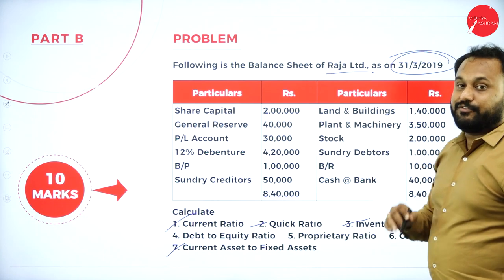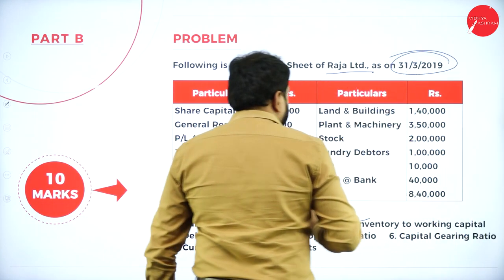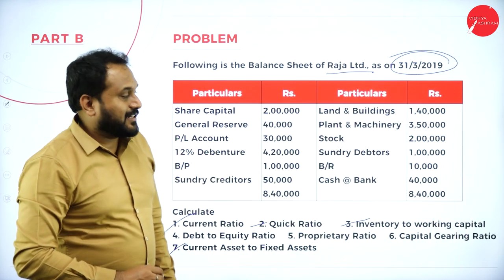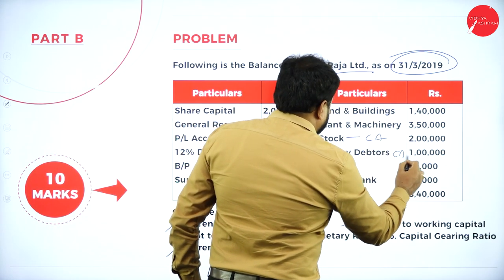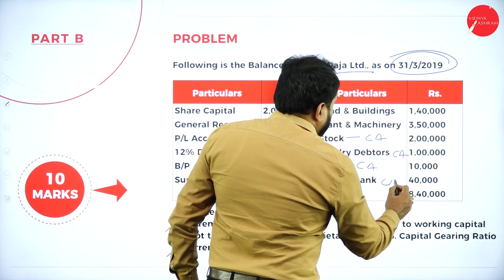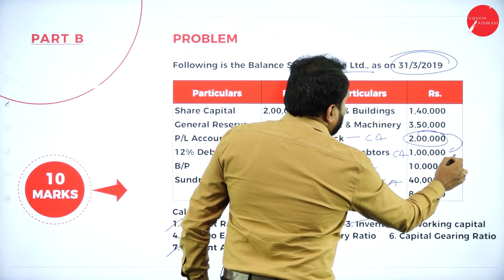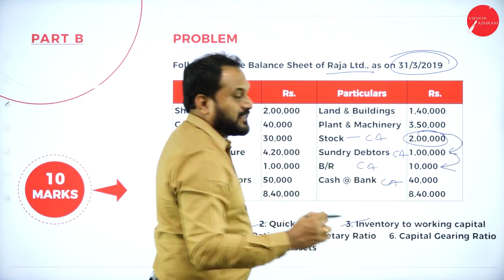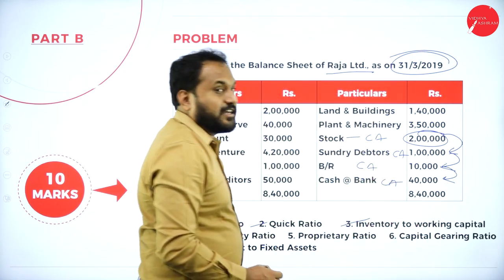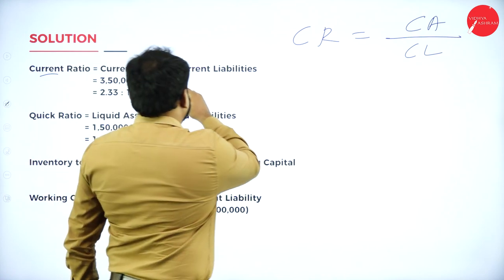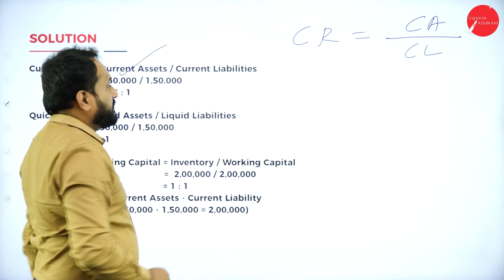Land and building is what? Fixed. Plant and machinery is fixed. Now stock is a current asset. Stock is what? Current asset. Current asset. So 2 lakh plus 1 lakh is 3 lakh. 3 lakh plus 10,000 is 3 lakh 10,000. And then 40,000 is 3 lakh 50,000. So I'll write here how much? 3 lakh 50,000.